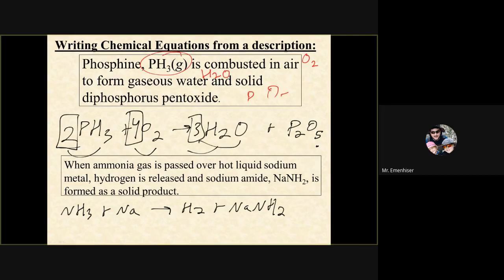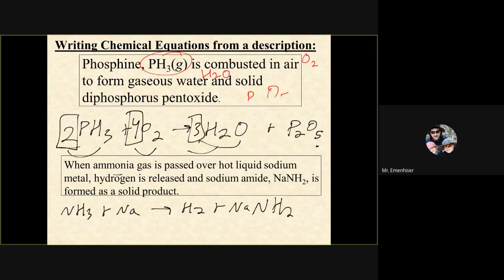Then let's look at hydrogen. So here I got 4 hydrogens. Here I got 3. Tricky. 1 sodium. Am I doing this right? When ammonia gas is passed over hot liquid sodium metal, hydrogen is released, and sodium amide, NaNH2. Let me rewrite this because I can barely read it. NaNH2. All right, so 1 nitrogen, 1 nitrogen.